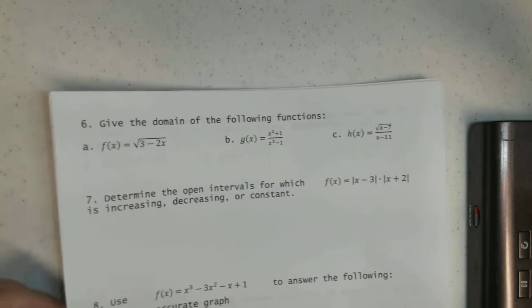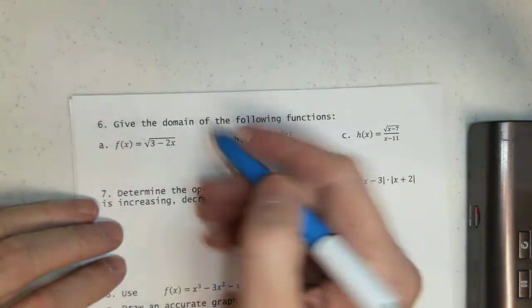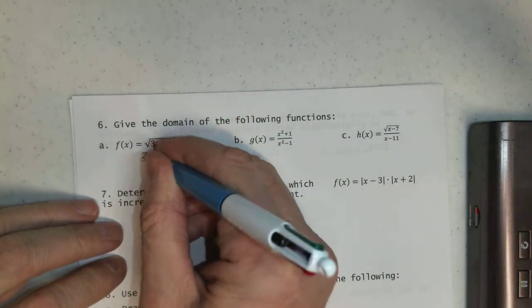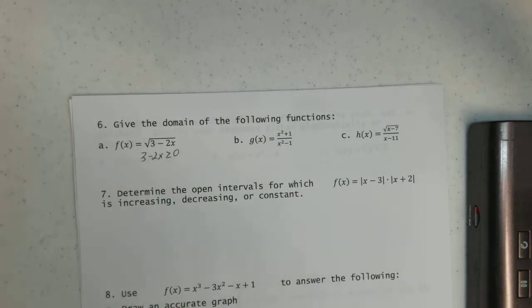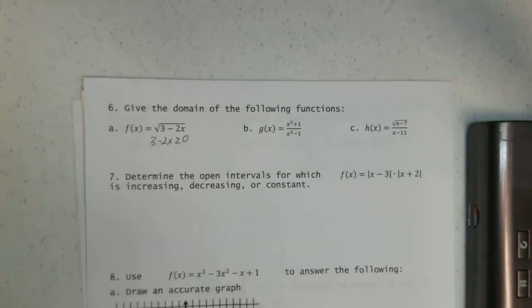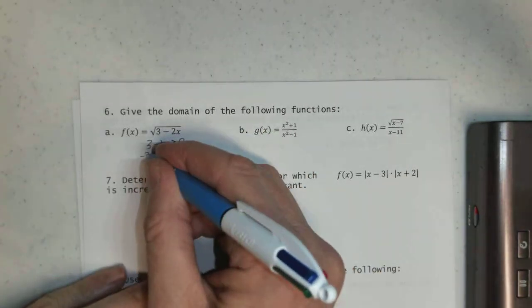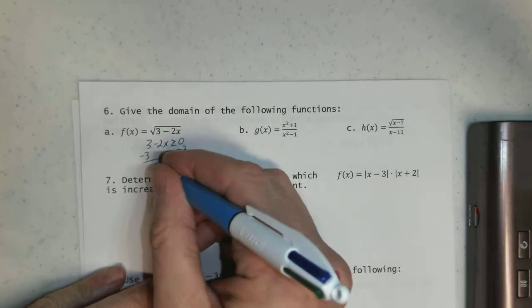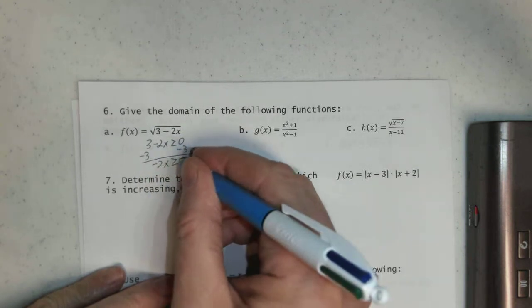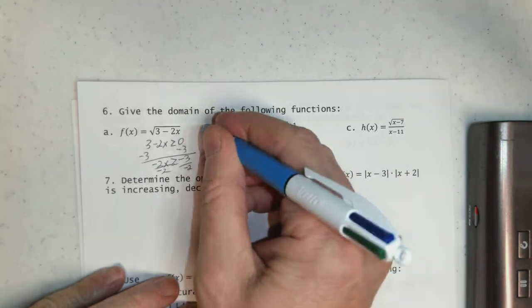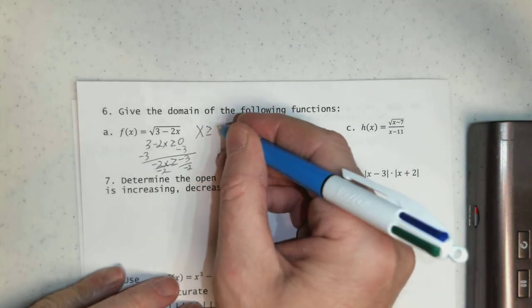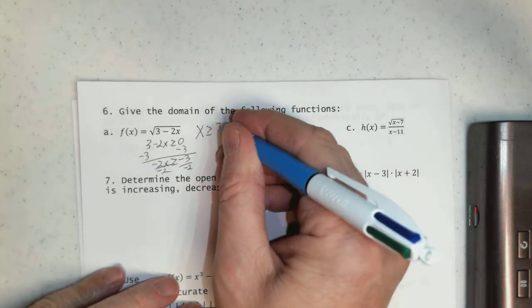Alright, number 6, domain. Okay, for this function, 3 minus 2x is greater than or equal to 0. It's under the radical. We've got to make sure it doesn't get negative there. I'm going to subtract 3 from both sides. I got negative 2x is greater than or equal to negative 3. Dividing by negative 2, x is less than or equal to 3/2.